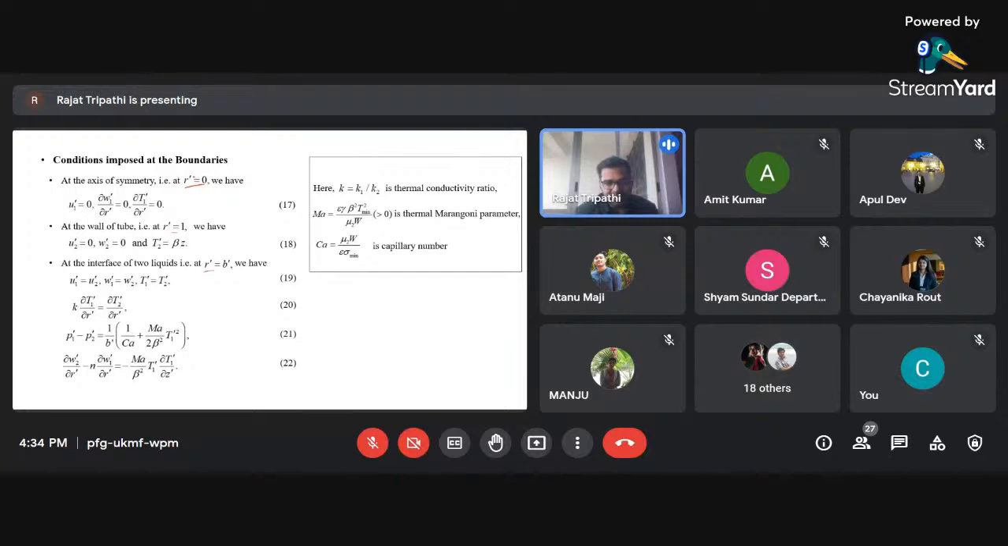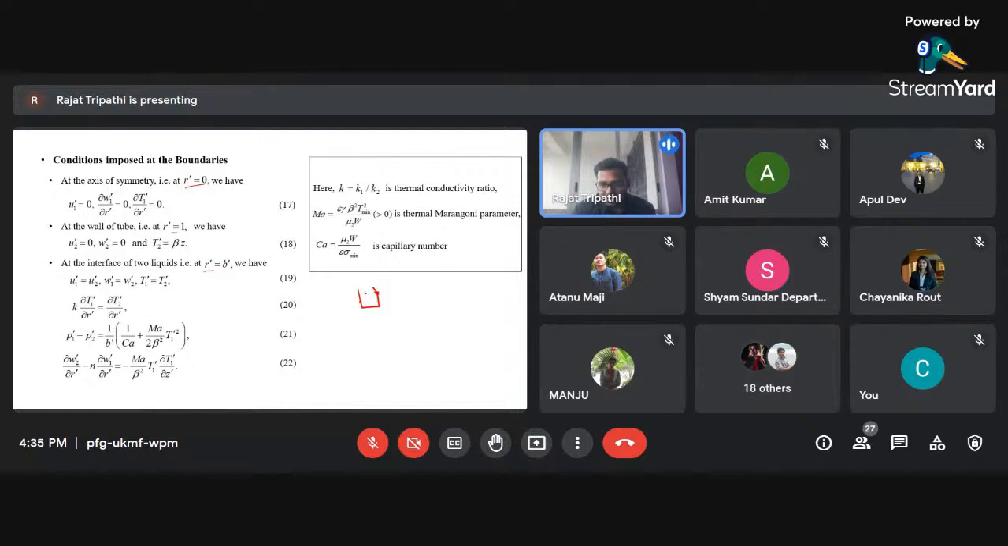At r equal to 0, that is at the center of fluid 1, we have these conditions. U1 equal to 0 means fluid 1, that is the droplet, is not moving in the radial direction, it is only moving in the axial direction. Del W1 over del r equal to 0 means the axial velocity of the droplet doesn't change in the radial direction, it remains the same. And del T1 over del r equal to 0 means there is no gradient in temperature in the radial direction. r equal to 1 means the boundary of the tube. We have imposed this condition at the boundary, and because the tube is not moving, the velocities of fluid 2 in both the radial and axial directions are 0.